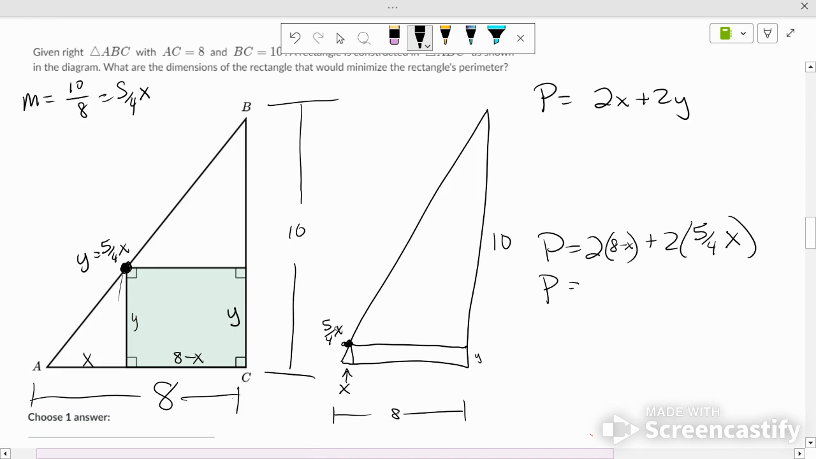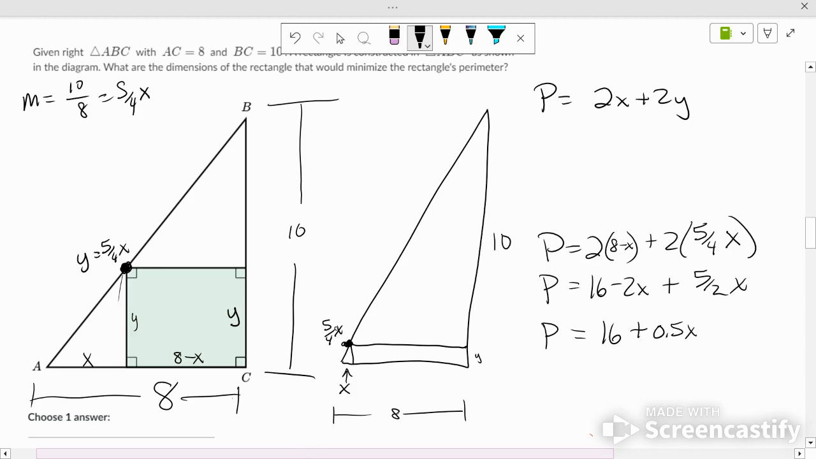X is how far away you are from A. 8 minus x is how wide this is. And 5/4 x is how tall it is. Okay, so the perimeter would be 16 minus 2x plus 10/4 or 5/2 x. So the perimeter would be 16 minus 2x plus 5/2, this is 2.5, 16 plus 0.5 x. Okay, that's a perimeter.